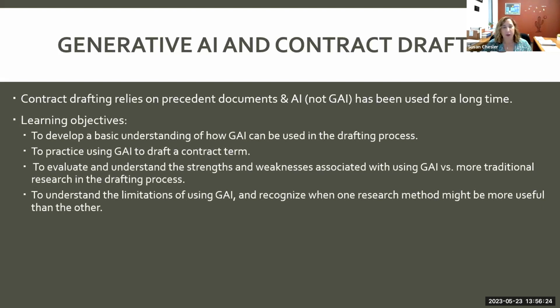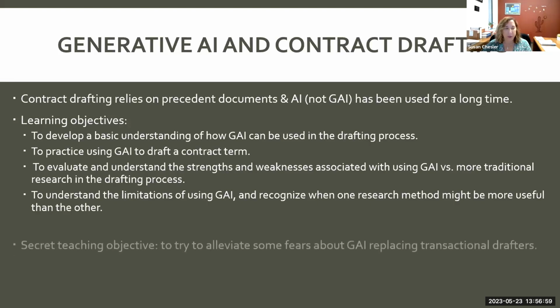First off, to develop an understanding of how generative AI can be used in the drafting process, and to give them some chance to practice using it. Second, to evaluate and understand the strengths and weaknesses of using ChatGPT versus the more traditional ways in which we find model agreements, Bloomberg, Westlaw, Lexis, or even Google. And also to understand the limitations of using it and recognize when one method may be better than the other.